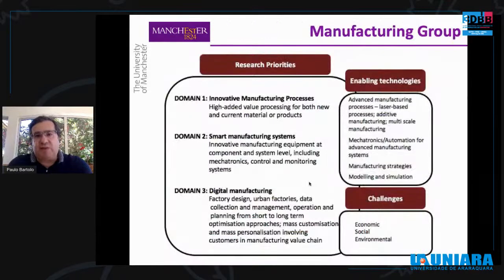I'm also the head of the manufacturing group, a group of academics doing research around three main domains: innovative manufacturing processes, smart manufacturing systems, and digital manufacturing, enabled by key technologies. These key technologies are, for us, laser-based additive manufacturing, multi-scale manufacturing, mechatronics, and modeling and simulation, addressing relevant economic, social, and environmental challenges.